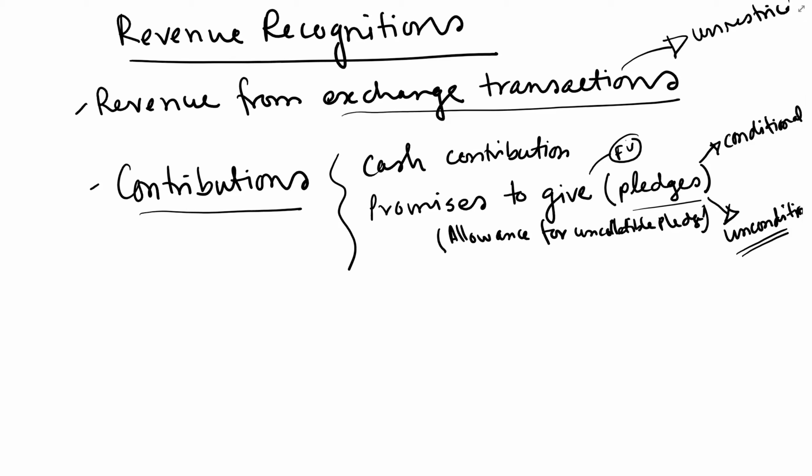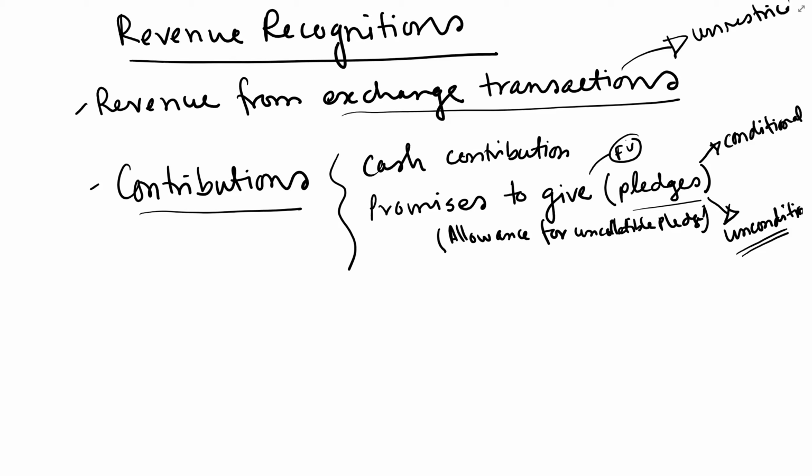Now, if the pledges are conditional, first you have to check what type of conditions the donors are attaching. Look, it's not a restriction, it's a condition. For example, a donor can make a condition that he will make this donation if the unemployment rate goes up more than 10%, or if a certain law is passed by Congress.